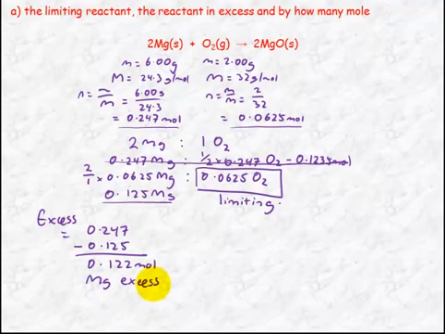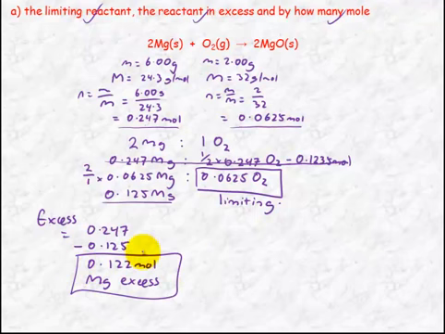Okay, so we've just worked out the limiting reactant, the reactant in excess, and by how many mole the reactant's in excess. Often the question will ask you how many grams are left in excess. And to work that out, now that we know the number of moles, all we would need to do is use the molar mass to find out the mass. So let's have a look at part B of the question.